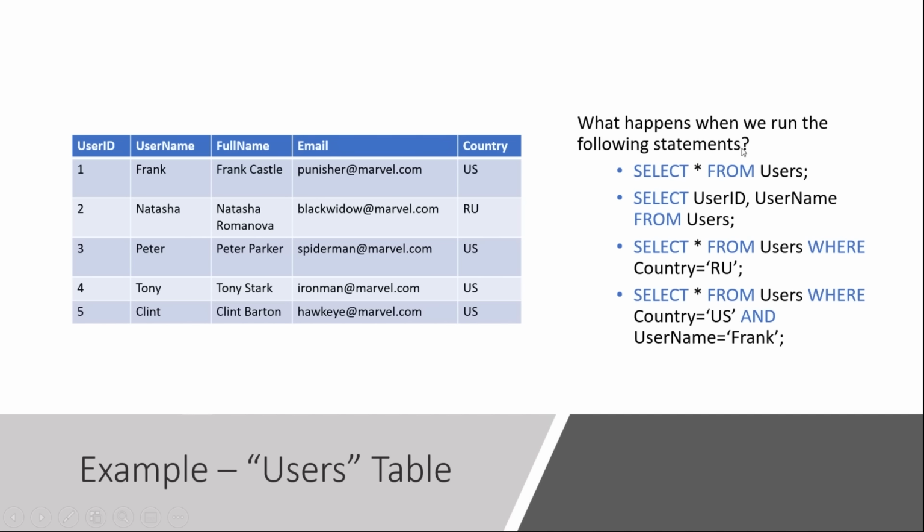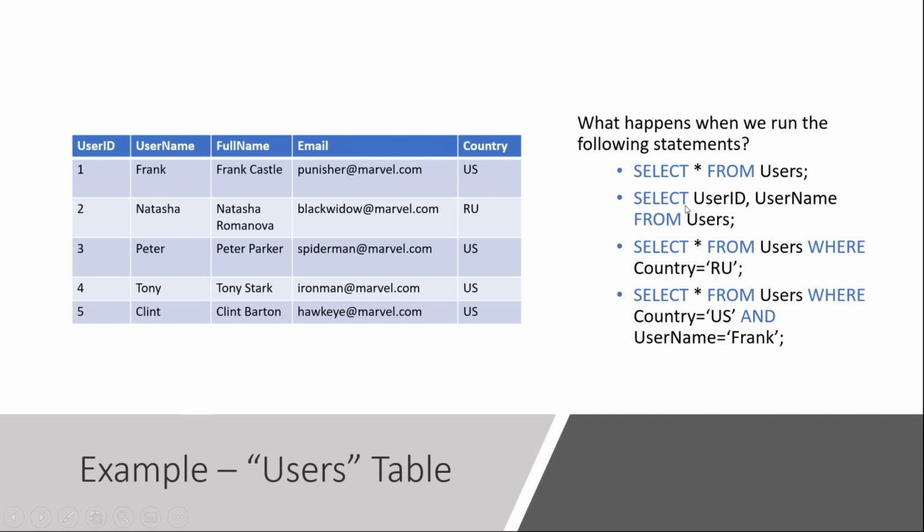Okay, well, we're going to select star from users. So star is a wildcard. And this here is an end statement when we have the semicolon. That's ending the statement. So we're just going to say select wildcard from users, meaning select everything from users. So if we select everything from users here, we're going to select this entire table.